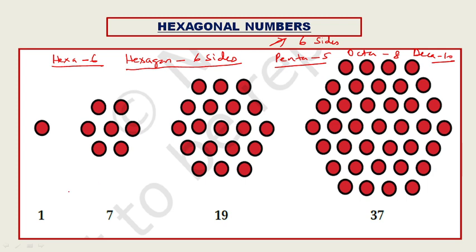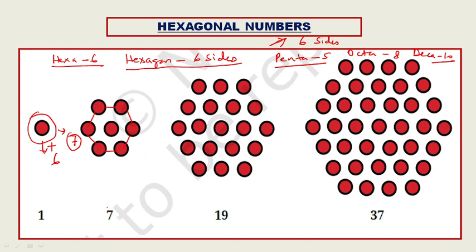In hexagonal numbers, suppose it has started with 1. So 1 is not representing any hexagon. But if you add 6, you will get 7, and this number 7 denotes a hexagon. So you can see 1, 2, 3, 4, 5, 6. So 6 sides are there, and in the center one sphere is there.